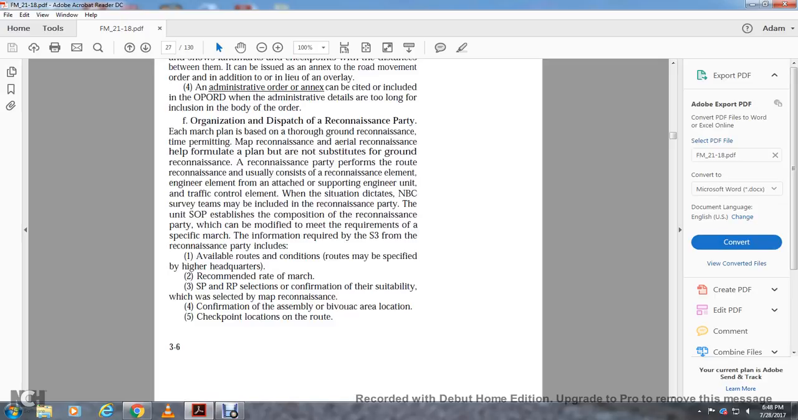After the organization dispatches a reconnaissance party, each march plan is based on thorough ground reconnaissance in time, with map reconnaissance pertaining to the main area. Map reconnaissance helps to formulate the plan, but is no substitute for ground reconnaissance. The reconnaissance party performing the route reconnaissance usually consists of the reconnaissance element, an engineering element from the attached support engineering unit, and the traffic control element.